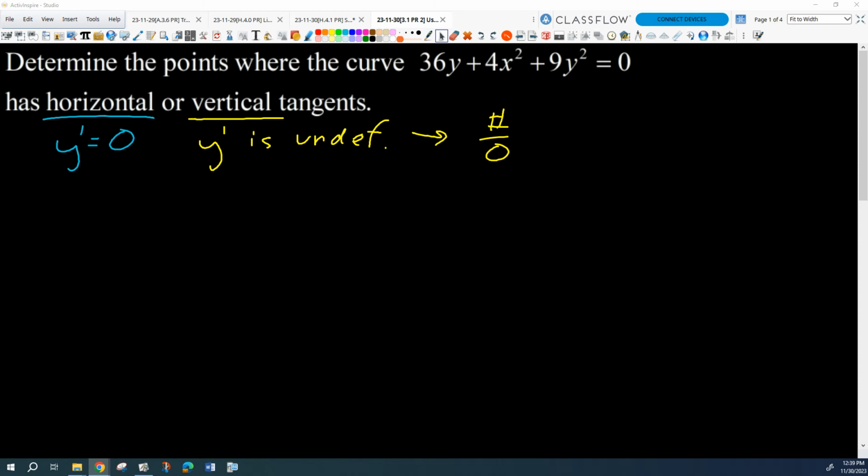We did this guy yesterday. Let's look at just three examples today. How about this one? On this one, we're supposed to determine the points where the curve has horizontal and vertical tangents.